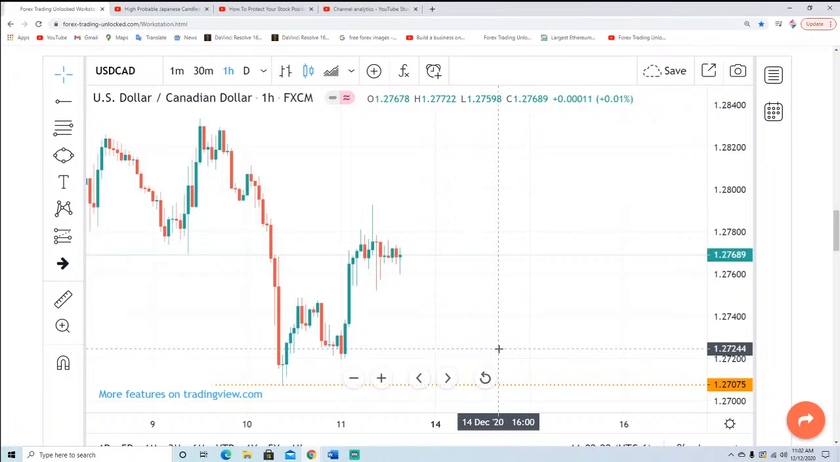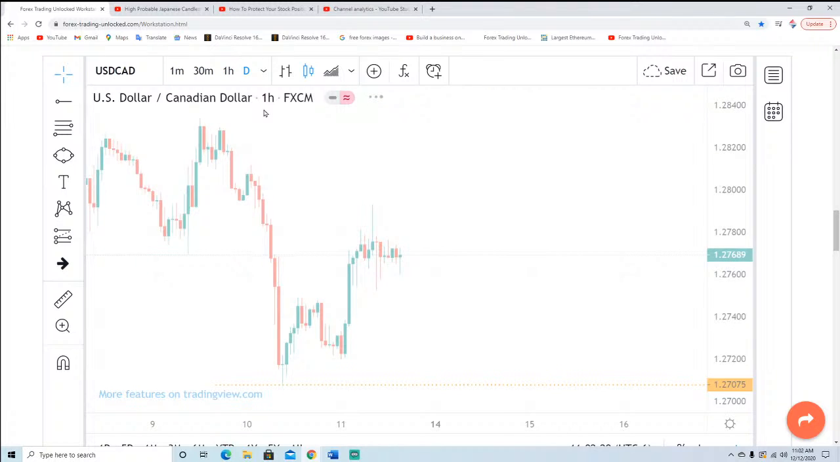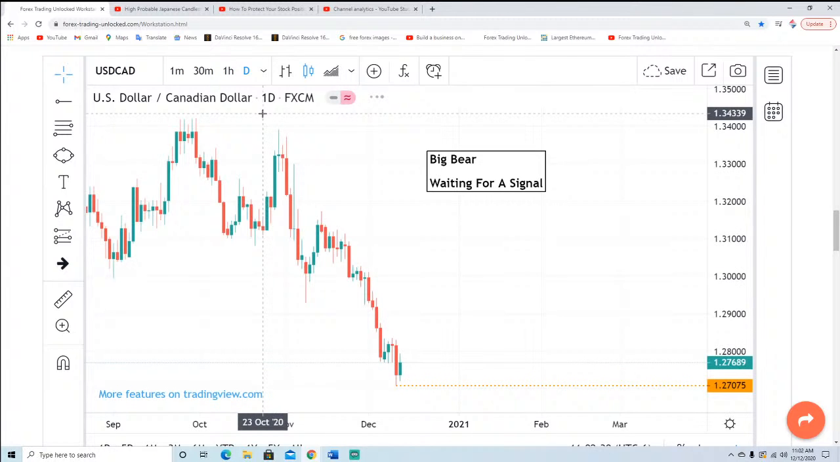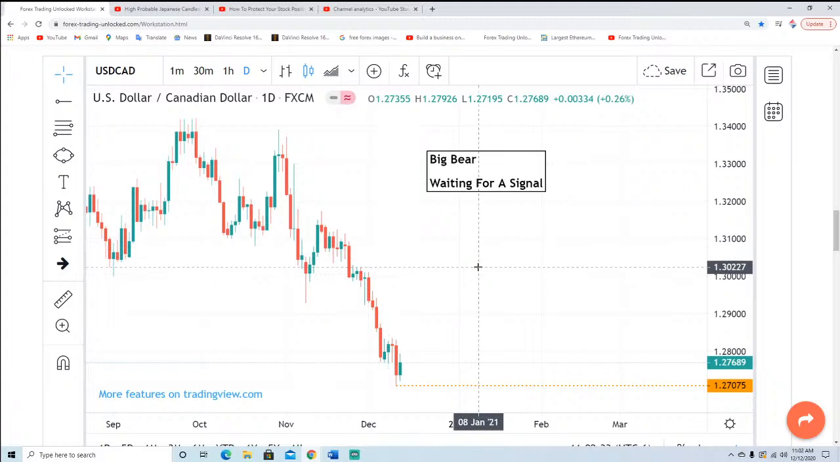But if we are going to get a short-term turn on the hourly, it looks like we're getting a little signal here for the US dollar Canada. We will see how this all manifests as Sunday comes before we know it, and Monday morning will too.